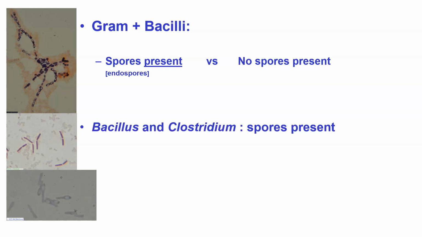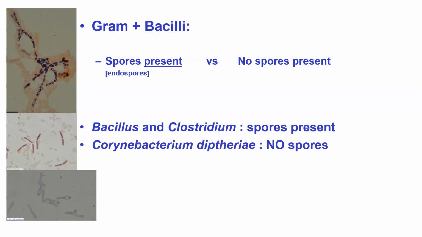Bacillus and Clostridium tend to have spores present. The top two are Bacillus. The spores are about the same diameter as the cell. The bottom one is Clostridium because the endospores are a much greater diameter than the cell. Corynebacterium does not have spores. So we break these apart based on whether or not they've got spores.